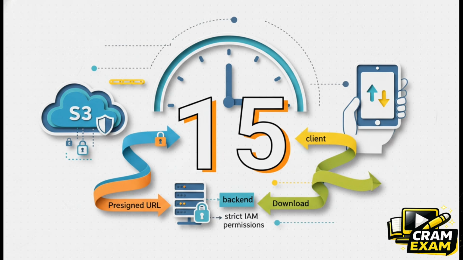Well, you use a pre-signed URL. Your backend code, which already has strict IAM permissions, generates a temporary cryptographically signed URL. You hand that link over to the client, and they have exactly 15 minutes to download or upload that single file directly to S3. You get to grant cross-account access without ever changing your bucket policies or exposing your backend architecture. It's exactly like giving someone a self-destructing VIP pass.